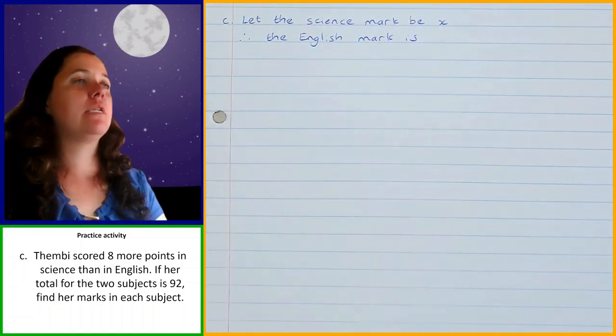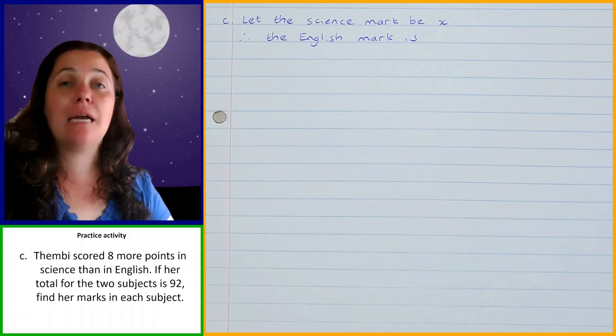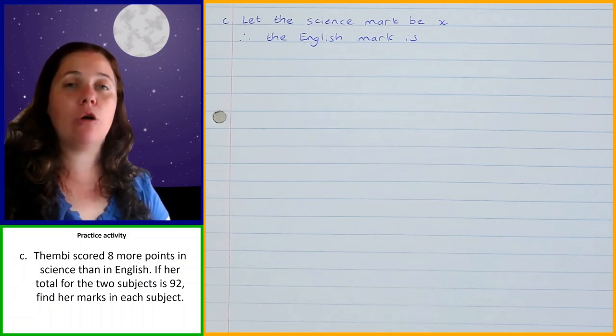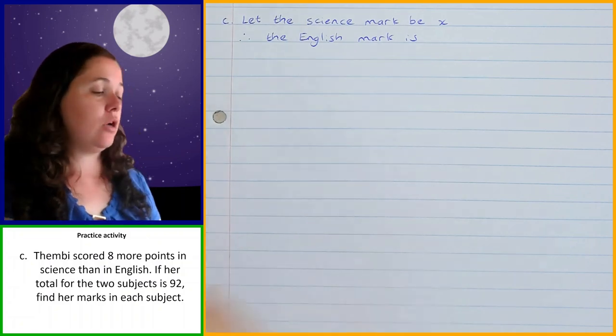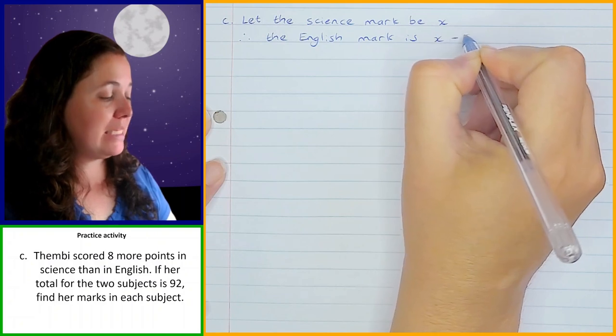Then let's see how the science is related to the English. It says that Tembi scored 8 more points in science than in English. So science is higher than English. To work out the English mark, I have to take the science mark and take away 8 points. So that's going to be X, which is the science mark, minus 8.